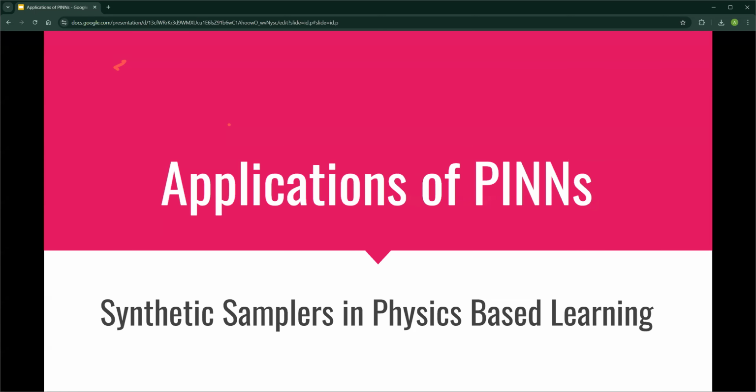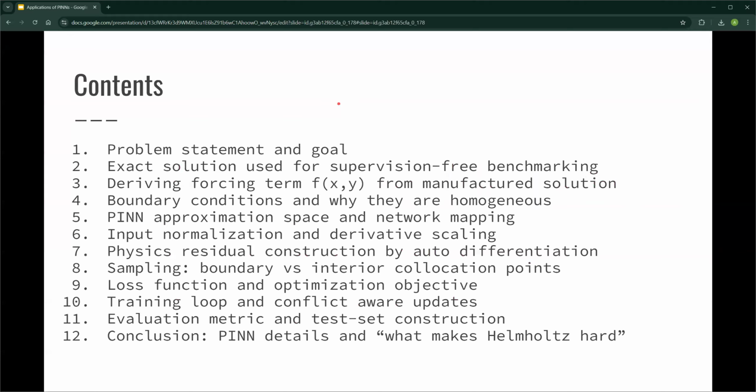And what's interesting is that classical numerical methods like finite elements often require meshing and become very expensive for highly oscillatory solutions. So the goal here is to approximate a solution directly within a neural network by enforcing the governing PDE and boundary conditions during training. So the contents are pretty straightforward.